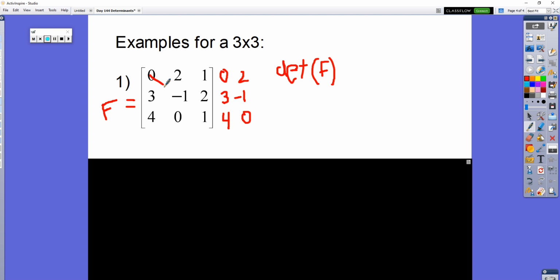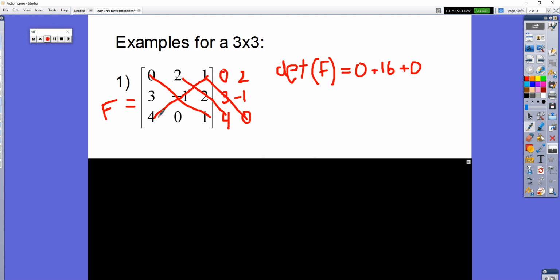So my first diagonal, 0 times negative 1 times 1, is going to be 0. My second diagonal is going to be 2 times 2 times 4, which is 16. And my third diagonal is going to be 1 times 3 times 0, which is 0. So those are the 3 diagonals that you take the product and you don't change their sign. Just whatever it is, just add them up. 0, 16, 0.